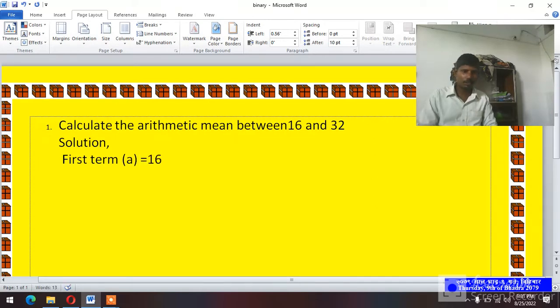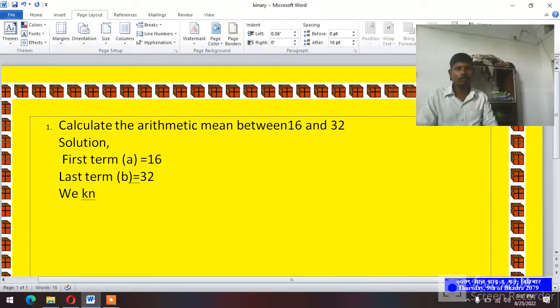Here it is already 16. Then this is the last term. Last term is denoted by B. Last term is B. Then the last term is our 32. And we know that, simply, this is the simplest question.